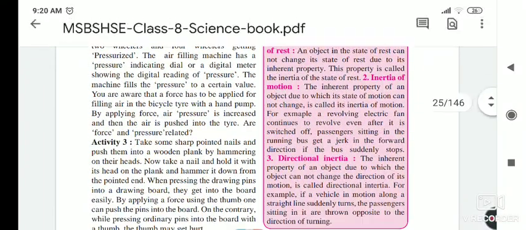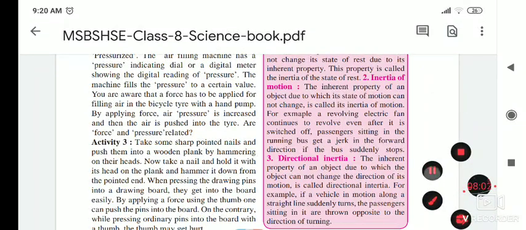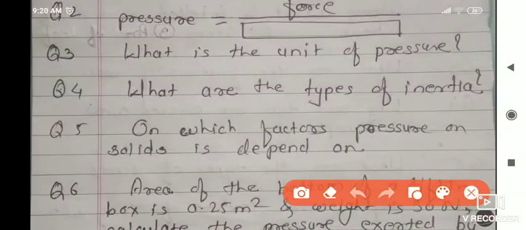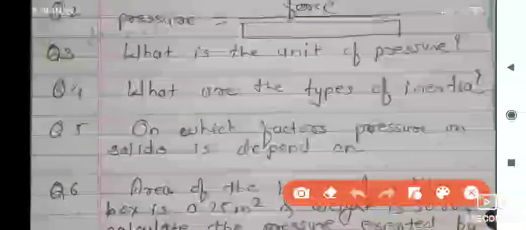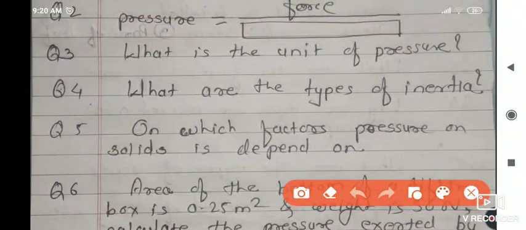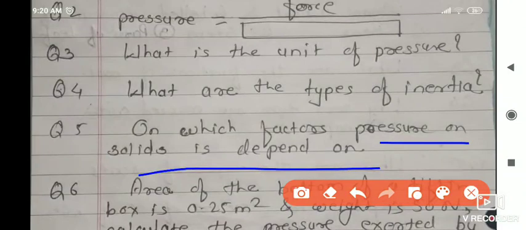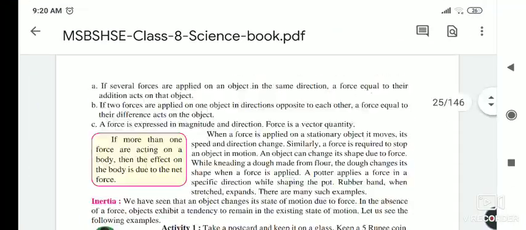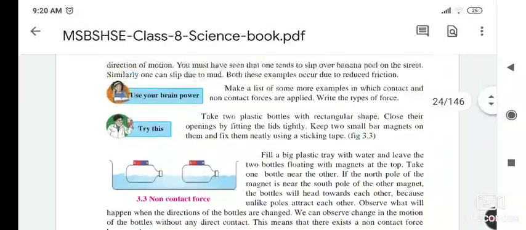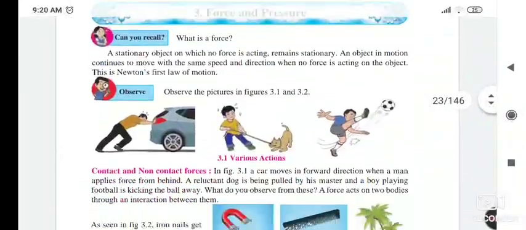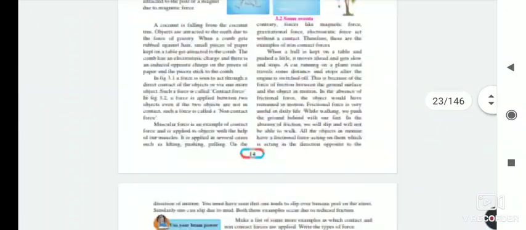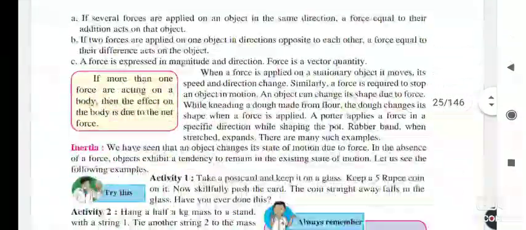Now the next question, question number 5: on which factors does the pressure on solids depend? On which factors does the pressure in solids depend? So for that, if you see your lesson page by page, you will get its answer.